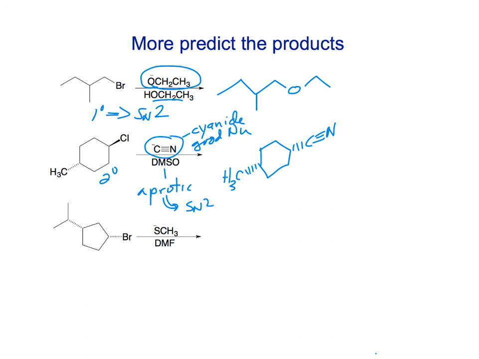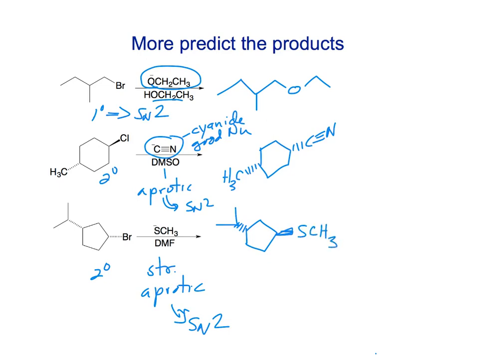Our final example, similar to that, we have secondary, we have a strong nucleophile, we have an aprotic solvent. This should be SN2 as well. And so our product will have this isopropyl group unchanged and an inversion of stereochemistry to give us this product. So hopefully this discussion will help you to determine mechanism and then predict products.